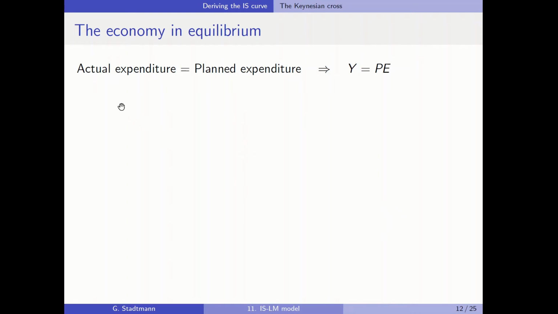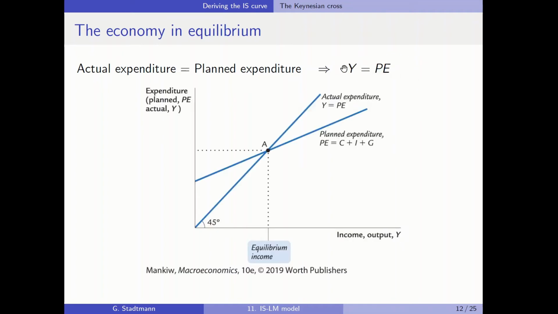In the next step, I also would like to visualize the equilibrium condition, and the equilibrium condition is that realized output is equal to planned output, so that Y is equal to PE. And this relationship can be visualized by a 45-degree line which runs through the origin, because along this line, this condition is fulfilled, that GDP is equal to planned investment.